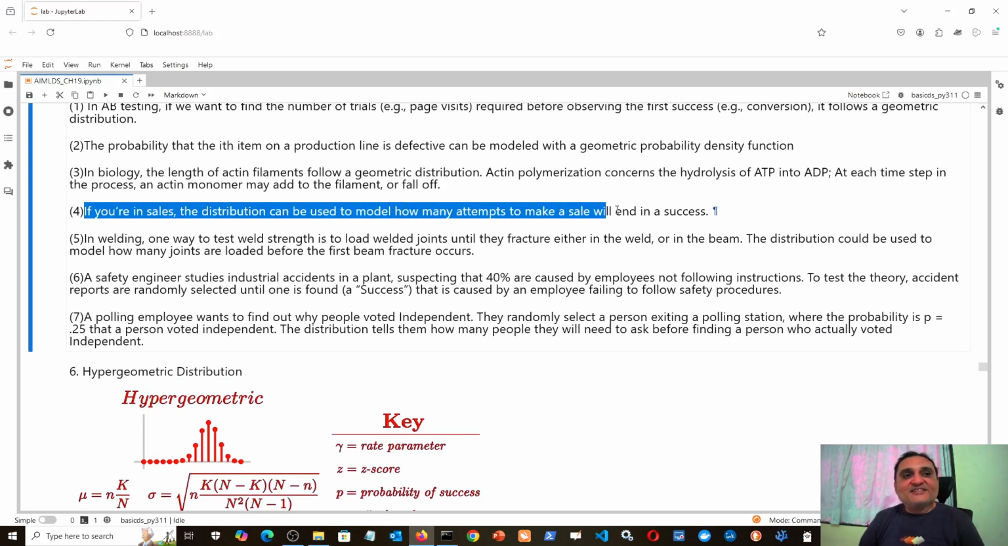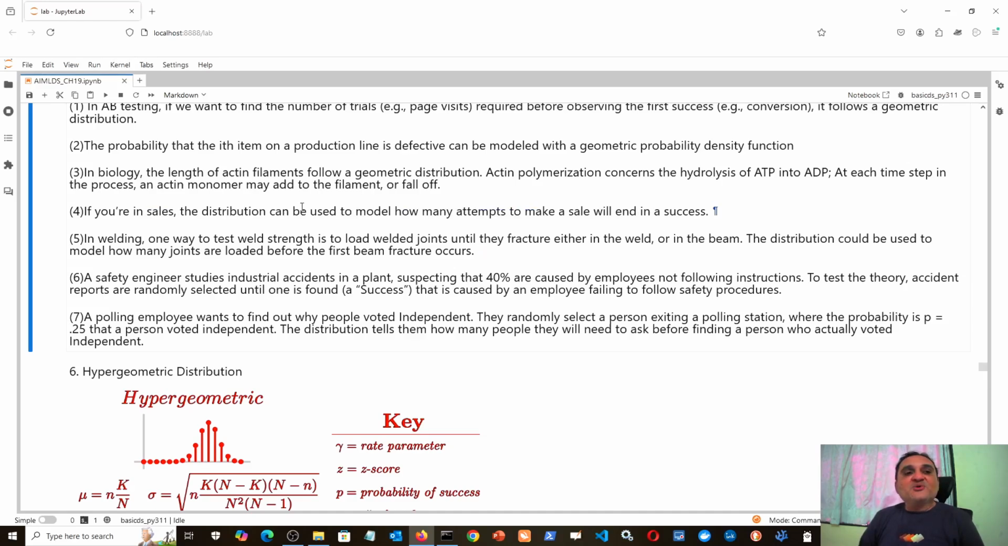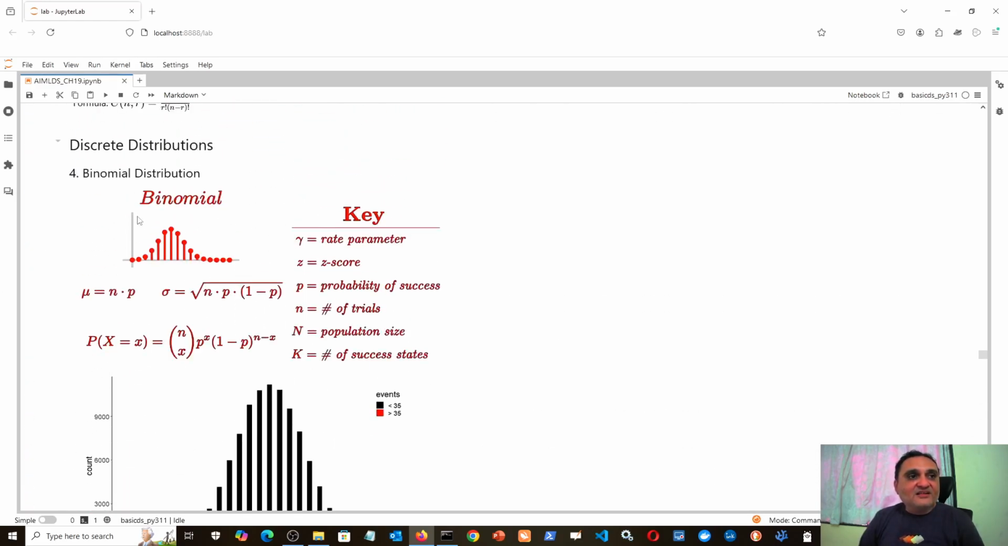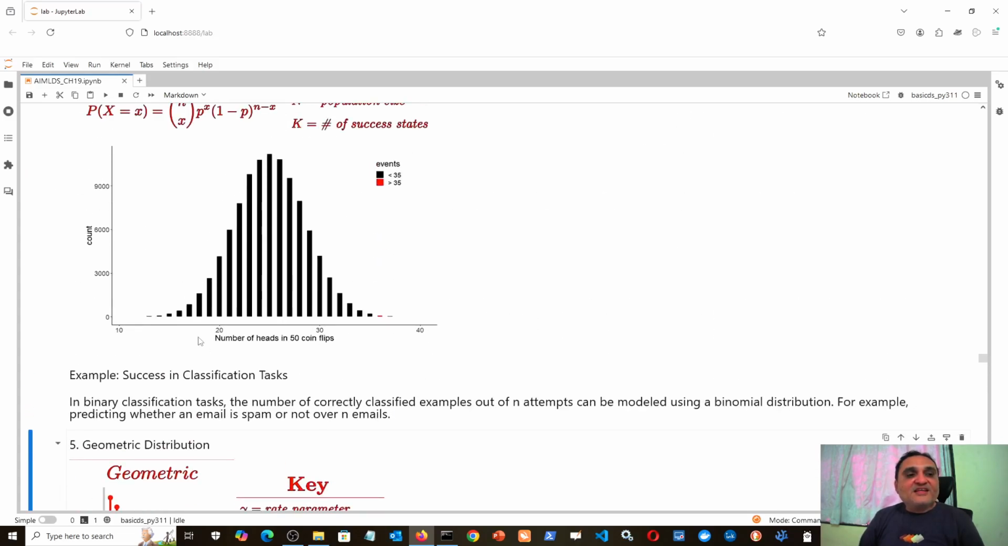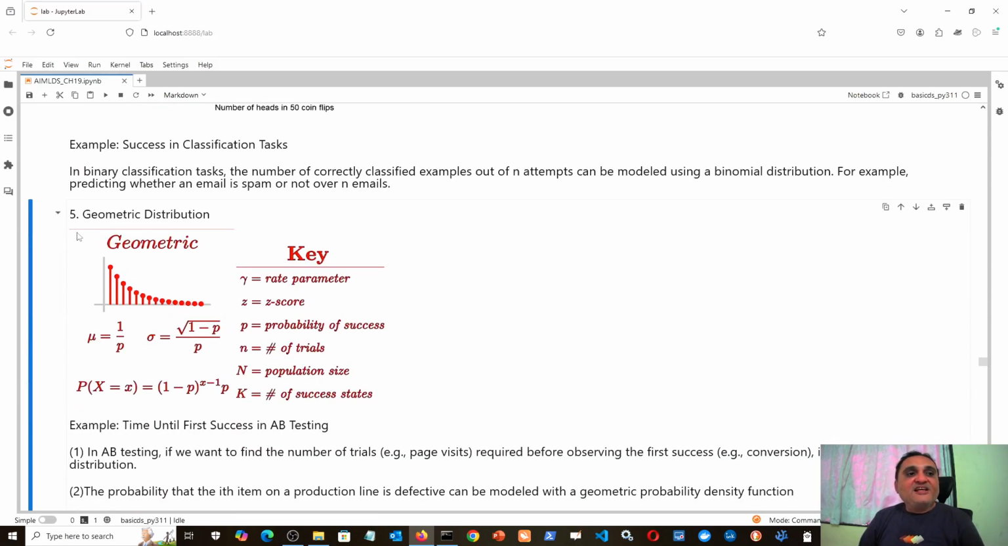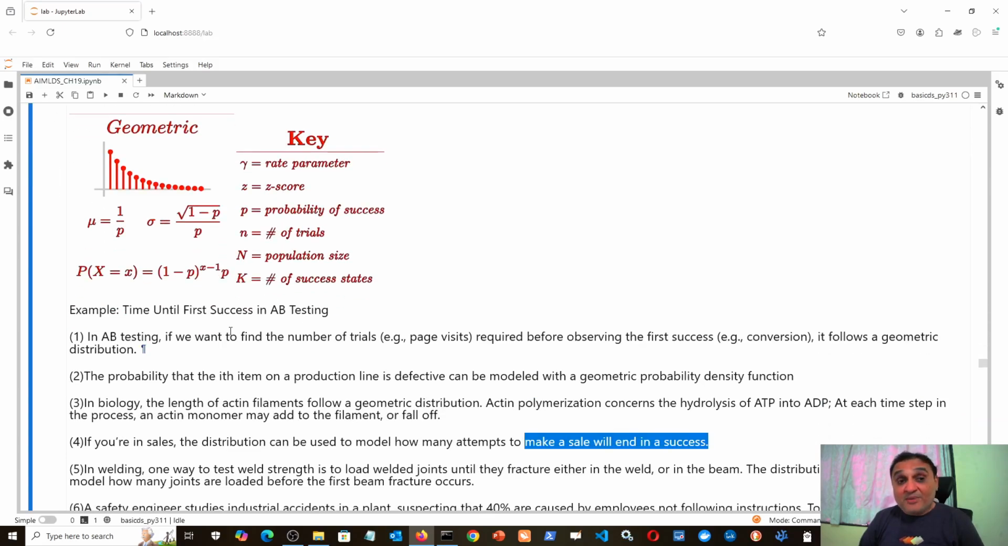If you are in sales, then you can use geometric distribution to model how many attempts will be required before your sale will end in success. Because I told you that the most important difference between binomial and geometric is that here you are trying to model the probability of a successful event, while here you are trying to model how many attempts or how many trials will be required before the event becomes successful. So emphasis is totally different.